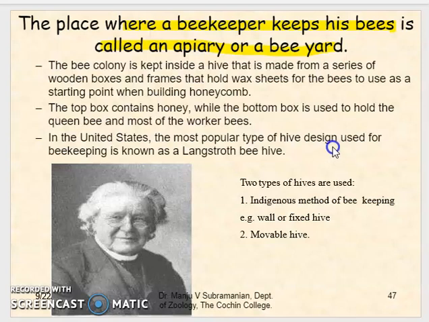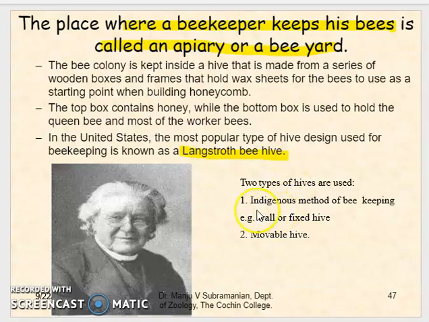Okay, small pieces of boxes are made, and a top cover will also be there. We will see the hives in detail. The top box contains the honey, while the bottom box is used to hold the queen bee and the worker bees. The most commonly used hive is the Langstroth bee hive, and it is designed for beekeeping.